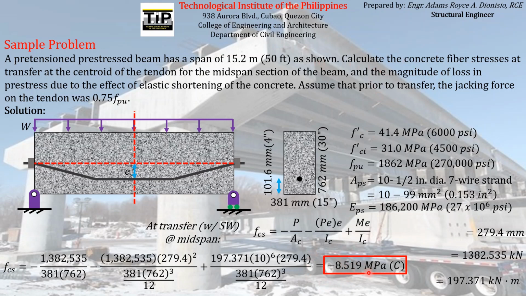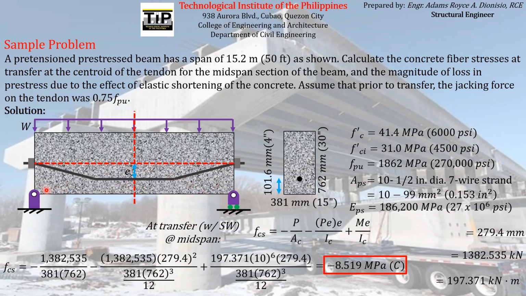So if you can notice, at this particular stage, a transfer with self-weight, the stress acting below the neutral axis or the centroid at this particular stage of pre-stressing is still a compressive force. So therefore, at this particular stage, you can imagine that the concrete beam is still bended upward.